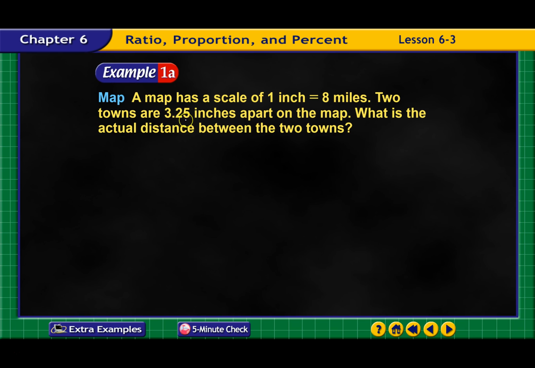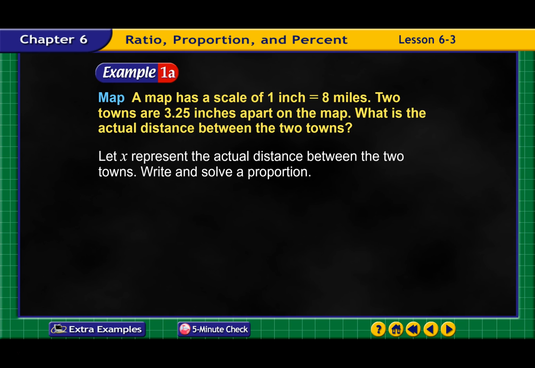All right, so a map has a scale of 1 inch equals 8 miles. Two towns are 3.25 inches apart. What is the actual distance between the two towns? We can use what we had yesterday, proportions, to come up with this. So we're going to let x be the actual distance between the two towns, and then we're going to write and solve using a proportion.